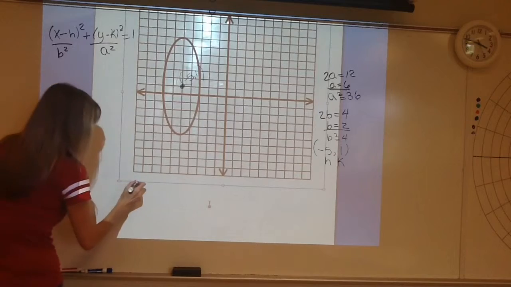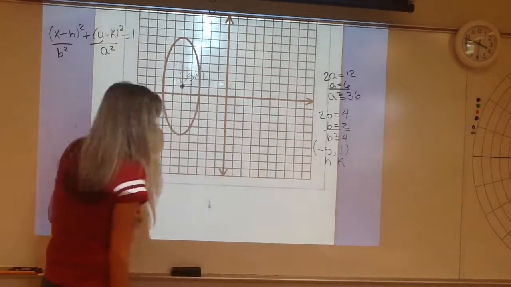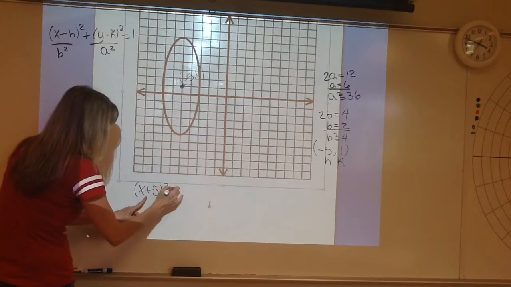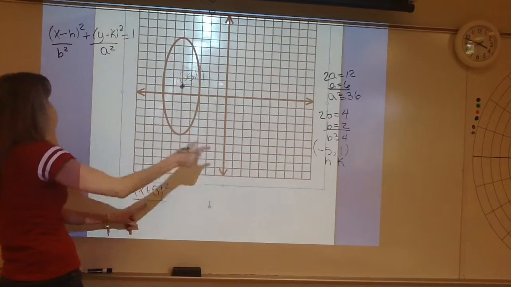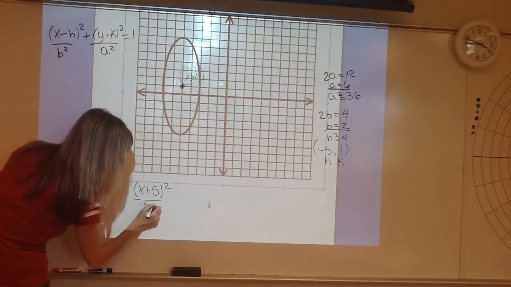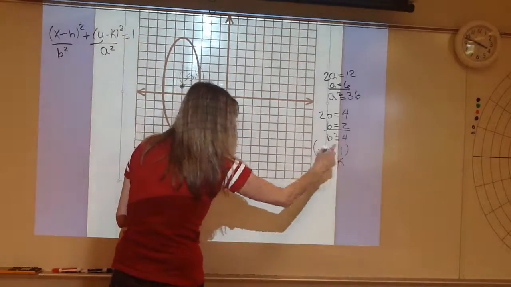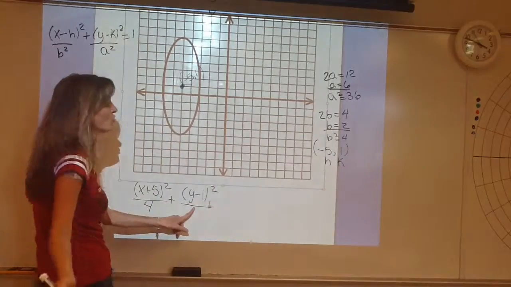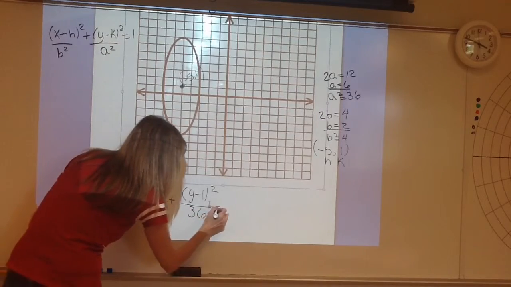All right, so let's put it in a formula. X minus h, well h is negative 5, so x minus negative 5 makes (x plus 5) squared. And since it is long on the y-axis, remember I'm doing b squared underneath the x, so b squared is 4, plus (y minus k), well k is 1, so (y minus 1) squared over a squared, which is 36, equals 1.